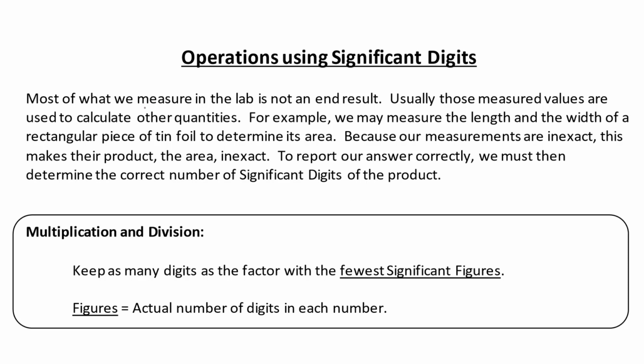In the laboratory, we make measurements. We then use those measurements to make calculations. The last digit in a measurement is oftentimes not exact. There's some uncertainty associated with it. When you use this in your calculation, it can make your calculation also inexact. As a result, we must round appropriately using significant digits.